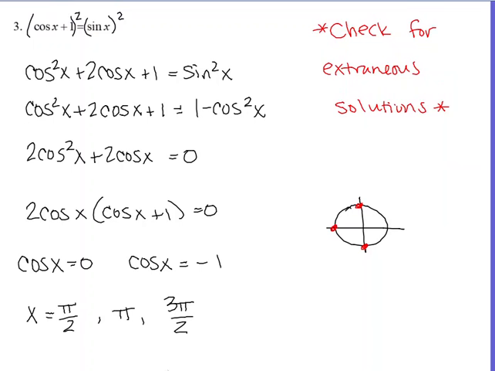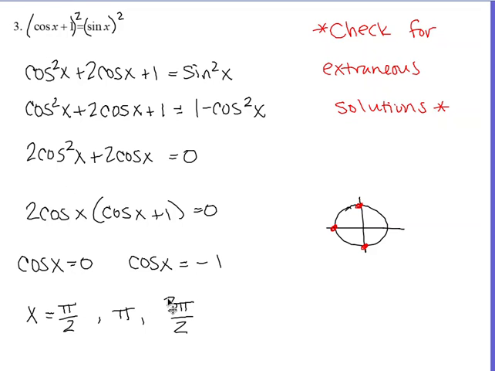So if I plug pi over 2 back into this equation, I have cosine of pi over 2, which is 0, plus 1 is 1. Sine of pi over 2 is 1. So pi over 2 works. Let me check pi. Cosine of pi is negative 1, plus 1 is 0. And sine of pi is 0. So that one works as well.